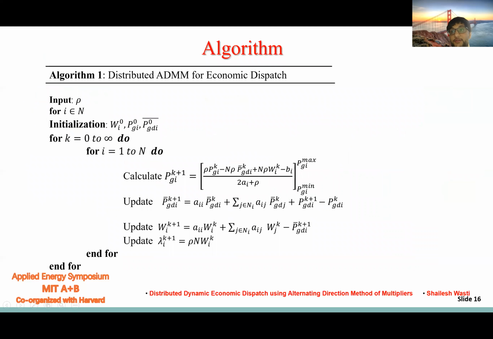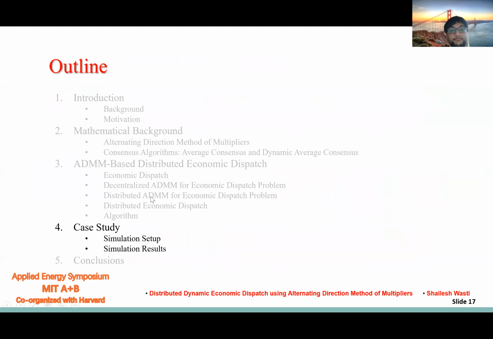This is the algorithm we wrote in MATLAB. We see P_Gi, then some update process, and lambda is some scaled form of the dual variable. These values are communicated back to its directly connected neighbors, and each agent updates its decision variable.